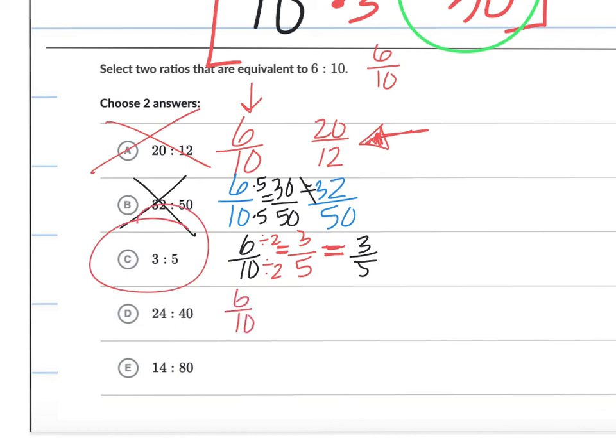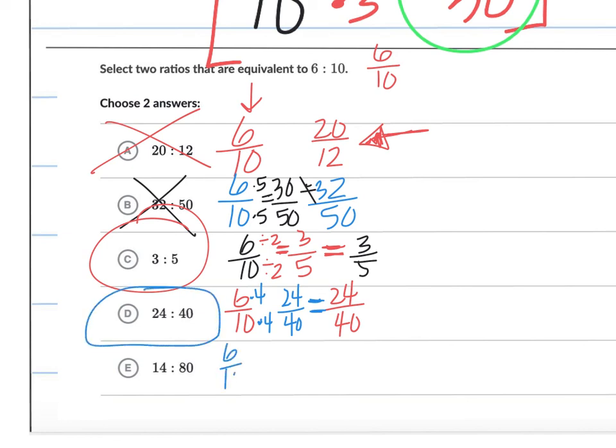6 to 10, and then 24 to 40. I know that 10 can go into 40 4 times, so I'm going to multiply my first part of my ratio and my second part of my ratio by 4, which takes me to an equivalent ratio of 24 to 40, which is the same as the ratio that I'm comparing, so we know that they are equivalent.